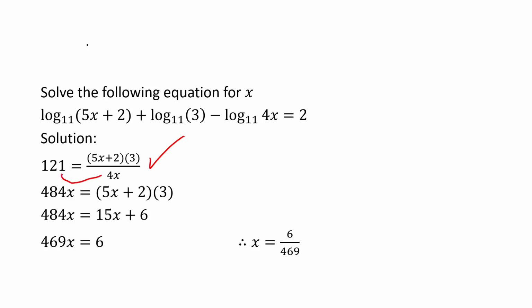Let's multiply both sides by 4x, giving us 484x equaling 5x plus 2 times 3, which is the same as 15x plus 6. And from here, it's a pretty easy question to solve. We ultimately get x equaling 6 over 469.